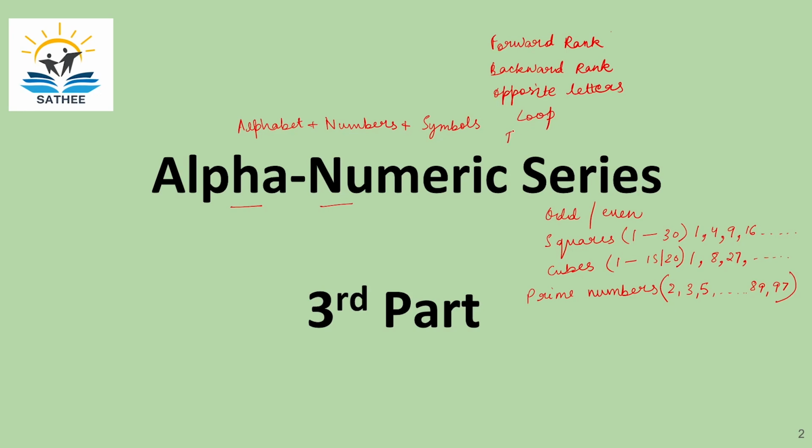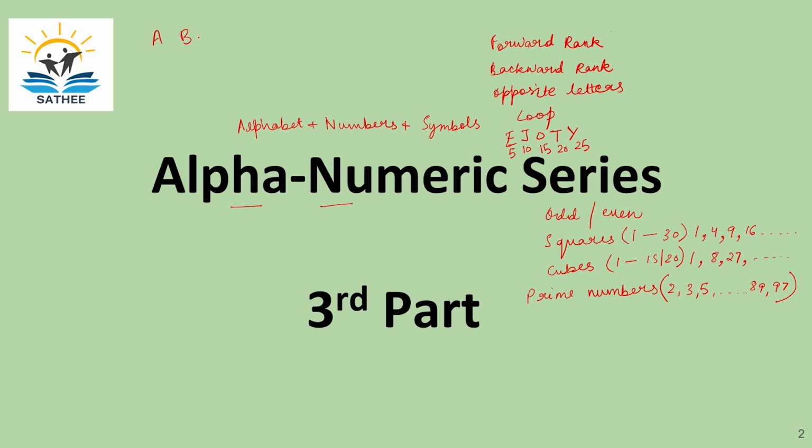And I also told you a shortcut to remember forward rank, which was EJOTY. Okay, where E symbolizes 5, J symbolizes 10, O symbolizes 15, T symbolizes 20, and Y symbolizes 25. So let us understand all these in detail. So forward rank basically means that we assign numbers to alphabets in an increasing order.